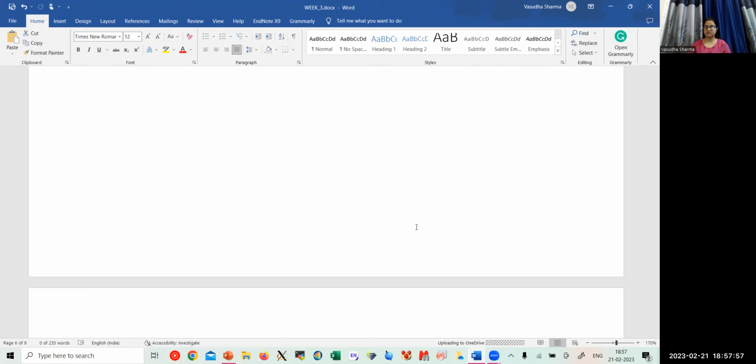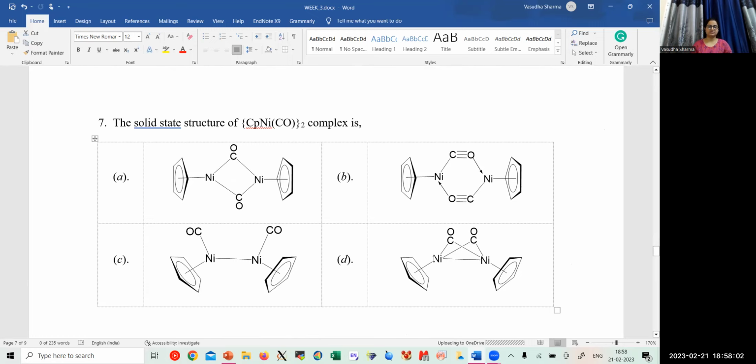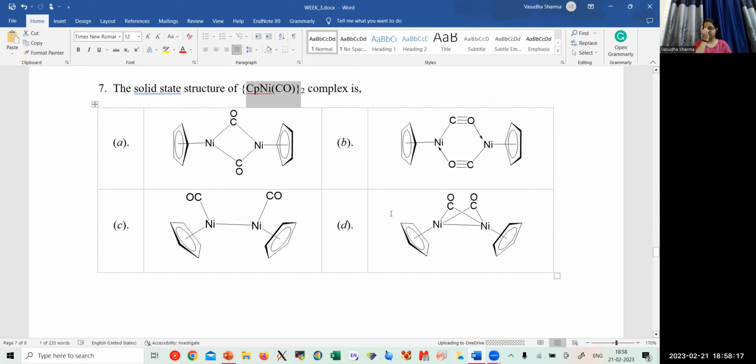But for 18 valence electrons, it is not possible to have any bond order because that would exist for only one metal. Now, another question that we have is the solid state structure of the CpNi(CO)2 complex. So we need to find out the solid state structure of this particular compound. Different combinations are being given. In all the cases, there is no mistake. Two Cps are there, two nickel centers are there, two carbonyls are there.